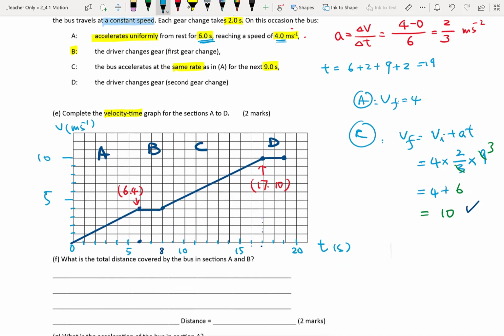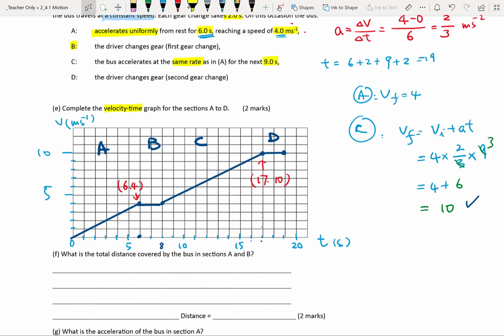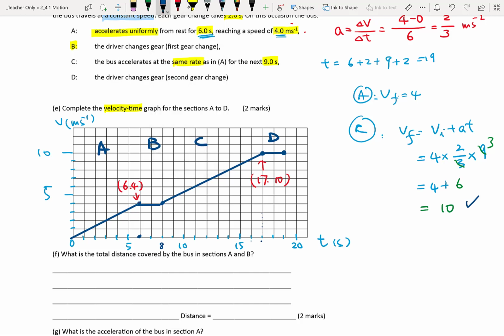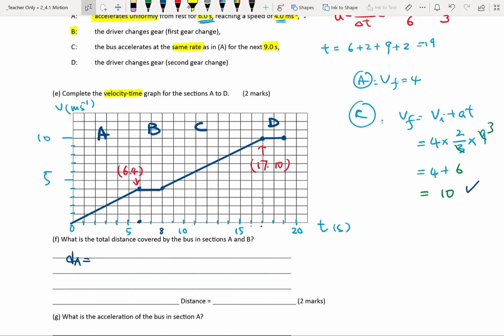Okay, so now they want you to find the total distance covered by the bus in section A and B. Okay, so in section A, I think it's easy. So section A, DA. Okay, many ways to do it. For example, because we have the VT diagram, we can use the triangle. Am I right? For here.